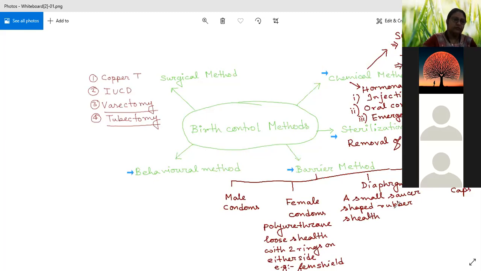Okay, with a metal coil in the ring, which fits across the mouth of the uterus.